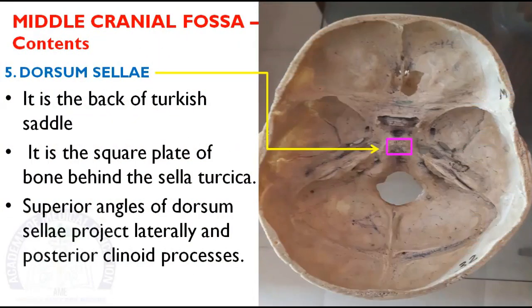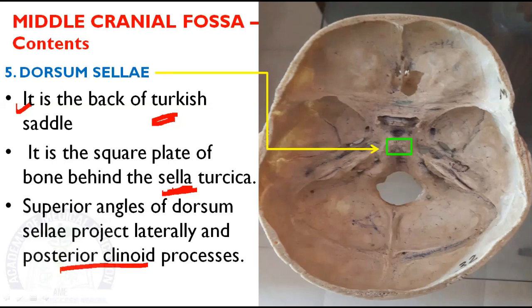Next is the dorsum sellae. Dorsum sellae is the back of the Turkish saddle structure. It is a square plate of bone that is situated behind the sella turcica of the sphenoid bone. The superior angle of the dorsum sellae projects laterally and forms the posterior clinoid processes.